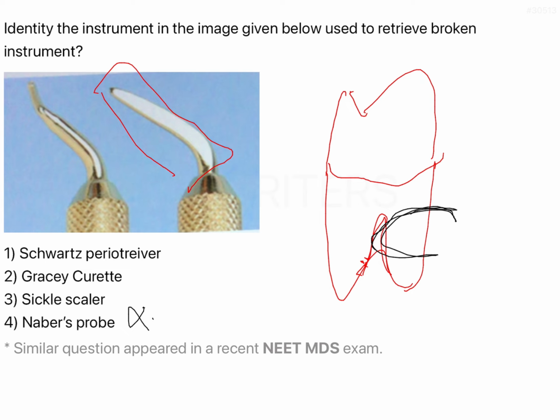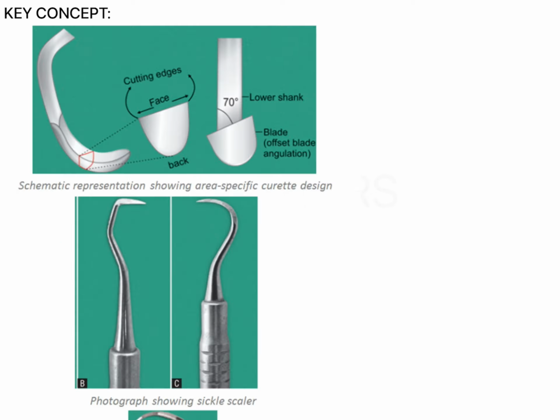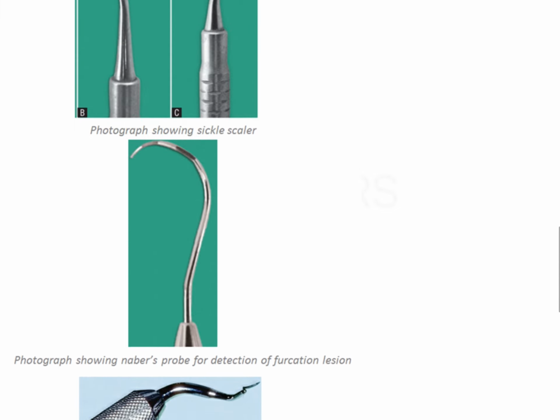Second is a sickle scaler. The only primary use of a sickle scaler is scaling, rather only scaling. So you are going to be using a sickle scaler only to remove the calculus which is going to be present. Primarily supragingival, as subgingival calculus is removed through curettes. So you are going to be using a sickle scaler primarily only to remove the supragingival calculus. And as you know, the cross section of a sickle scaler is somewhat like this, rather, I'll give you a better image if I can.